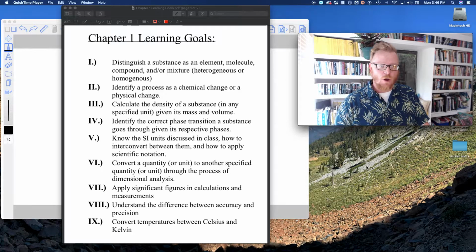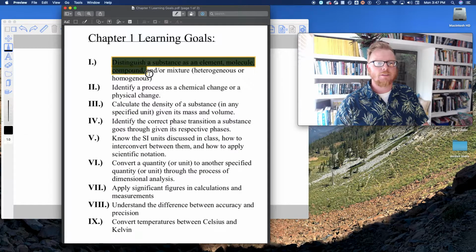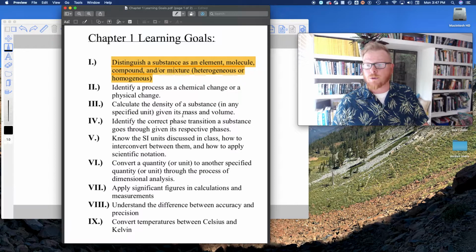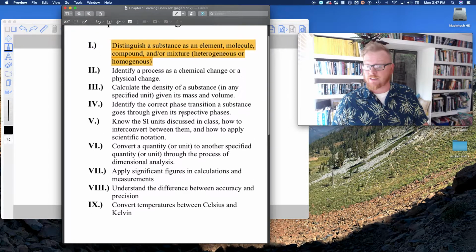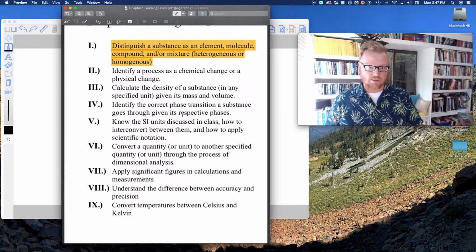Okay? So what did we talk about in the last lecture? Distinguish a substance as an element, molecule, compound, and or mixture. Yep, we definitely talked about that. Okay? So let's see. Can I highlight that? Yes, I can. And I'm also going to point you out to the back side of this page. This is on the Canvas, all right?